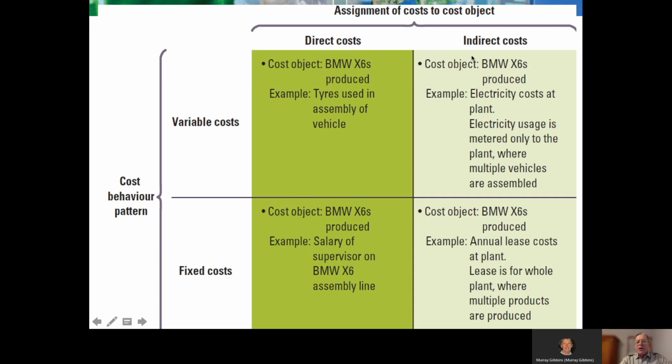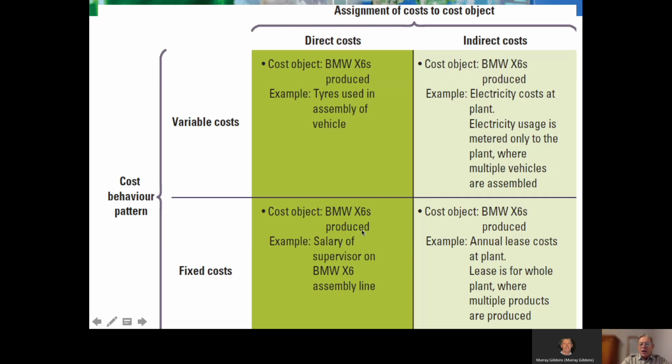What about our indirect costs? So what's going to be variable? The electricity costs running the machinery to produce the BMW X6. The more we produce, the longer hours we work this plant for, the higher our costs will be. But still, there may well be other vehicles being assembled than the BMW X6. So we're going to have to share the electricity cost amongst the products that are produced.